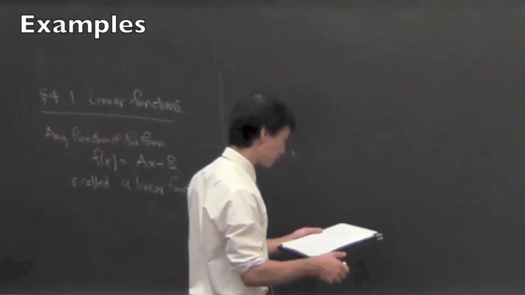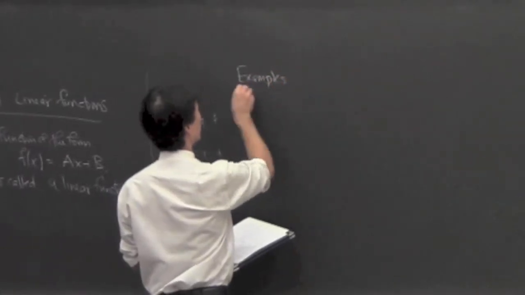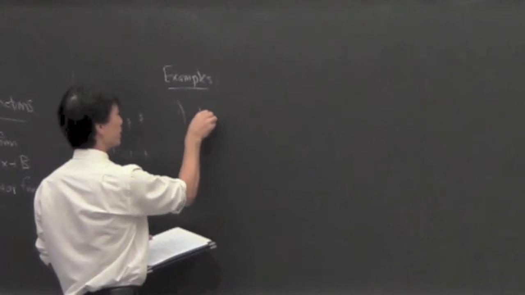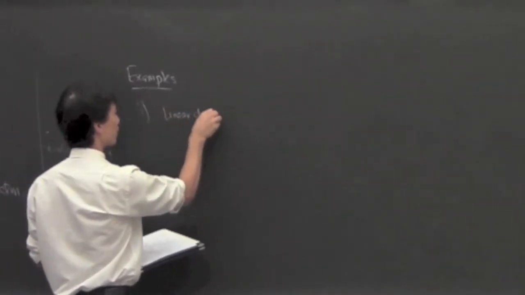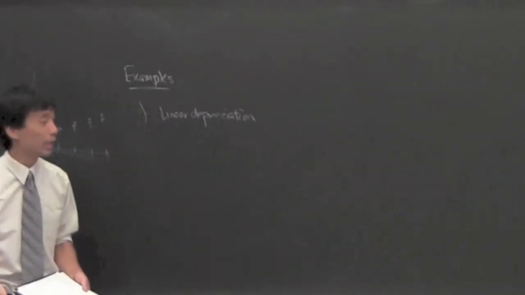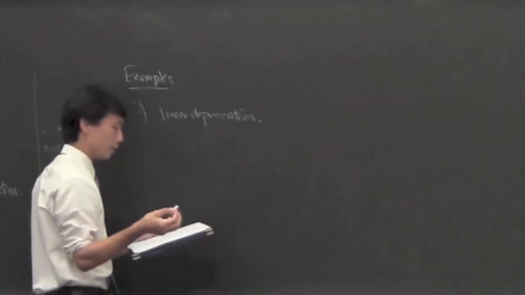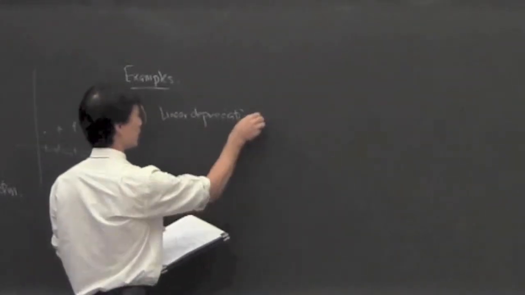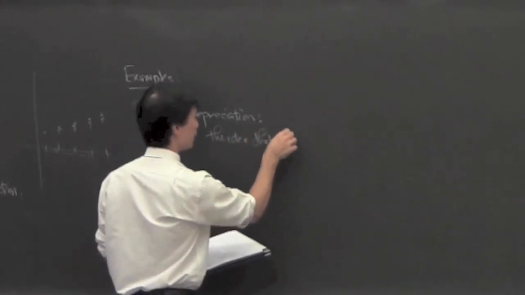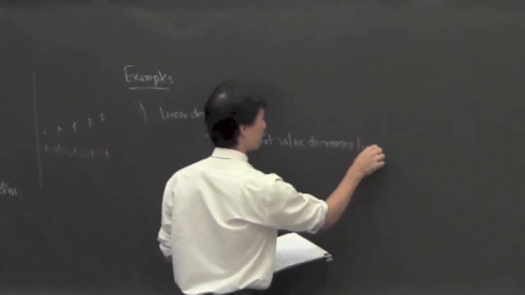And typical examples of this are linear depreciation. Okay, so this is an economic example. Usually you have something like this, the idea that value decreases linearly.